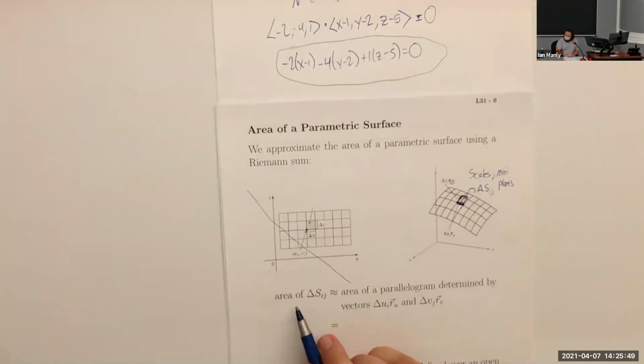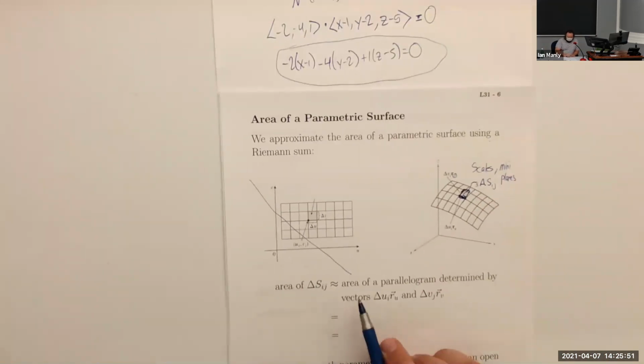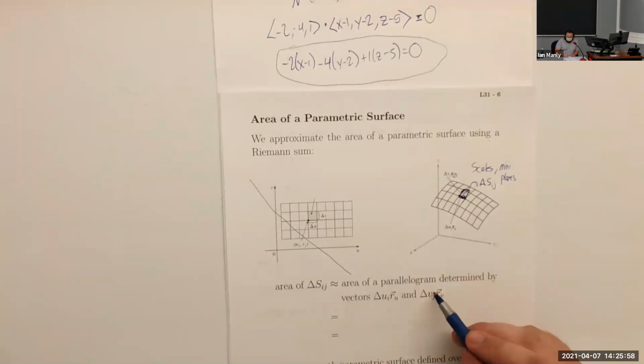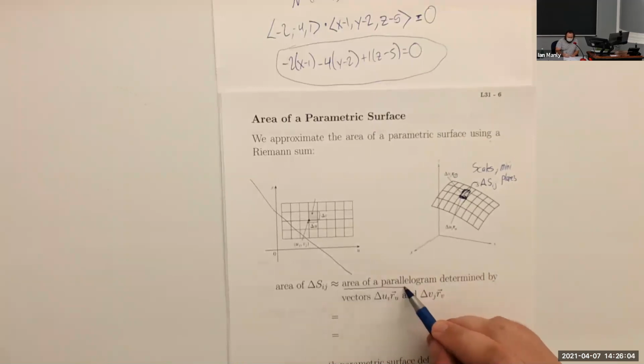So the area of delta S_ij is the area of a parallelogram determined by these vectors. We go a tiny distance in the R_u direction, and we go a tiny distance in the R_v direction. Now we're trying to find the area of a parallelogram made by these two vectors. Does anyone recall a way of doing that with vectors? How did we do that? We did the cross product.